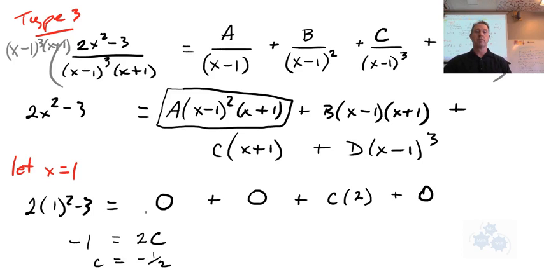Does everyone see that? Wait, is C negative 1/2 at 1 or always? That's a good question. Is C negative 1/2 just at 1 or always? Well, remember this whole partial fraction thing: this is true all the time.